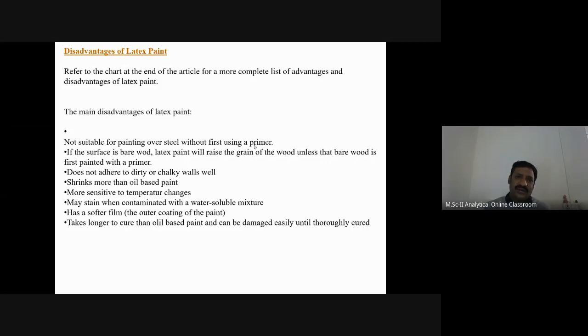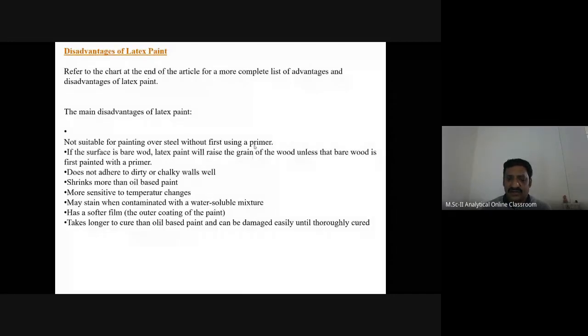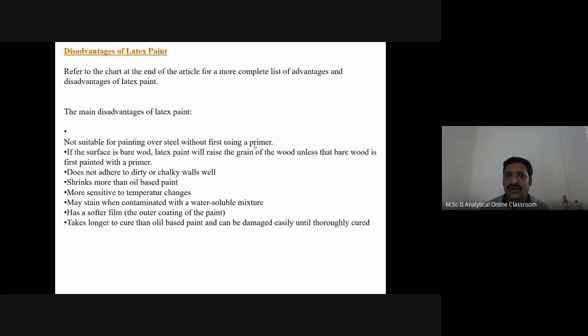So this is the disadvantage of latex paint. It is not suitable for painting over steel without first using a primer. So in the case of steel, it is not applied directly. You have to apply it using a primer. Okay. If the surface is bare wood, latex paint will raise the grain of the wood unless that bare wood is first painted with a primer. In the case of bare wood, if such a type of surface is there, then also you have to apply a primer and then you go for what?